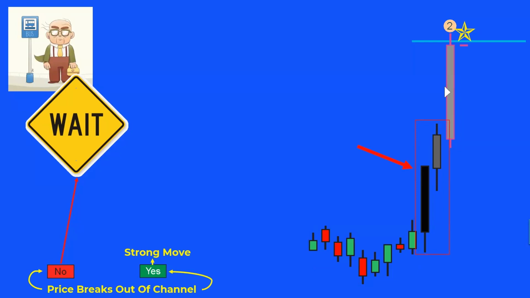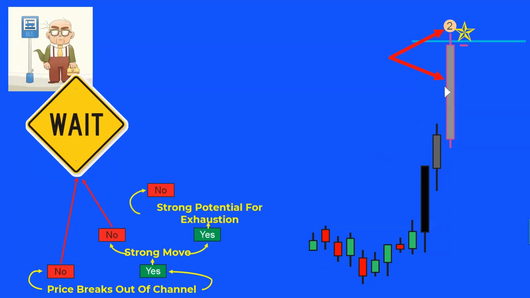Is there a strong move? Are those bars breaking out of the channel quickly? And are they bars much bigger than the previous bars? So if we have a strong move, great. If we don't, what do we do? We just wait. So do we have a strong potential for exhaustion? We're reading the indicators. If we don't, we just wait and we don't do anything. But if we do, then we look for the next thing. Do we see manipulation? Are the market makers interested in manipulating this bar? No, they're not. Let's wait.